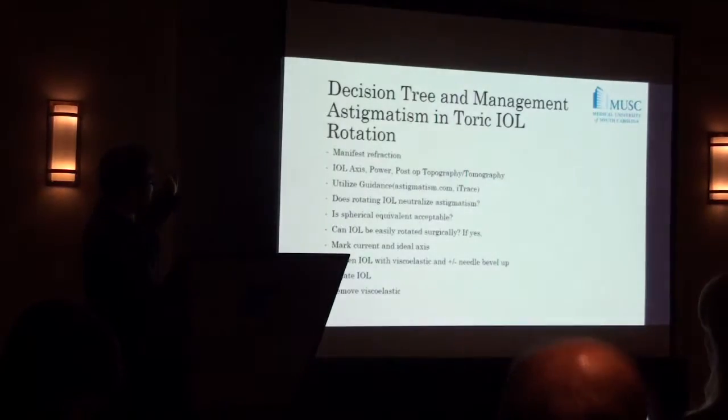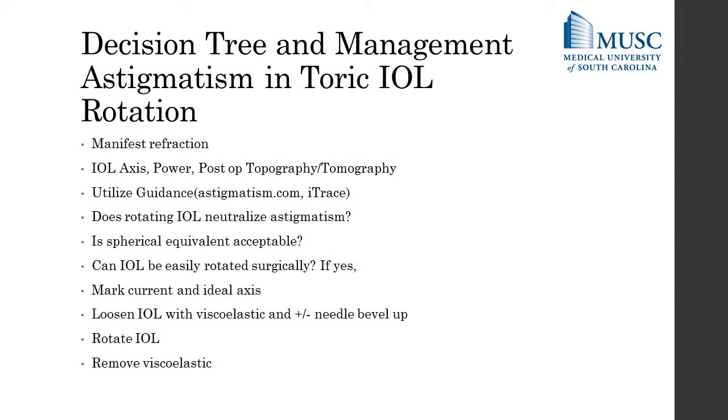So this decision tree is very good in helping us. The first step is to have a manifest refraction, and the second is your IOL axis and your images. The third one, of course, I'm doing some merchandising of iTrace. You could use Astigmatism.com, but not always do your patients have all their previous measurements. So what do you do if you don't have these measurements? You can go for iTrace again. This is an amazing feature that can help you with objective measurement all the time.